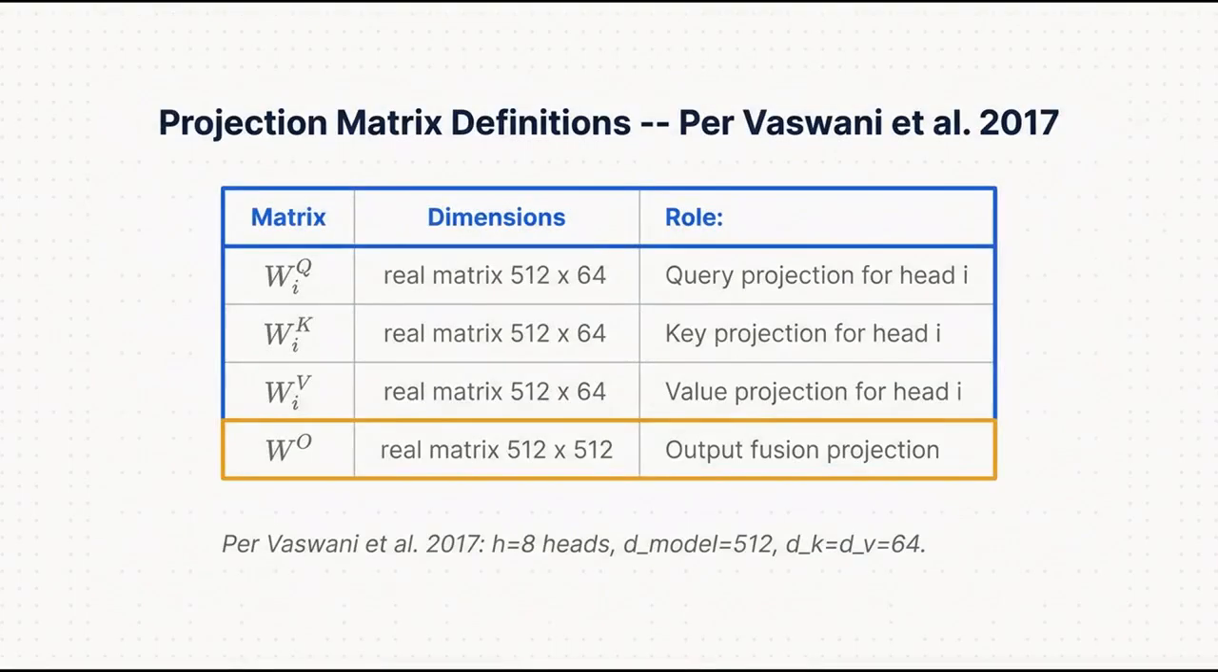W sub i superscript Q is a real matrix of dimensions d model by d sub k. W sub i superscript K is a real matrix of dimensions d model by d sub k. And W sub i superscript V is a real matrix of dimensions d model by d sub v. These are the projection matrices for head i, and W superscript O is a real matrix of dimensions h times d sub v by d model, and is the final output projection matrix.